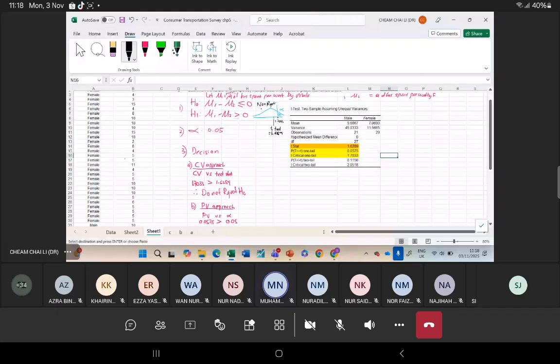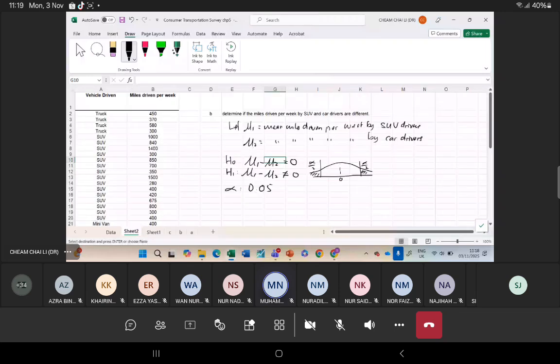Okay, back to here. So you have this hypothesis. So your alpha is 5%, 0.05 until 5%, right? So when you are clear with what you want to do, so next we go to the data, right? So select on data analysis. Masih lagi kita ambil t-test two sample assuming unequal variances. You click OK.